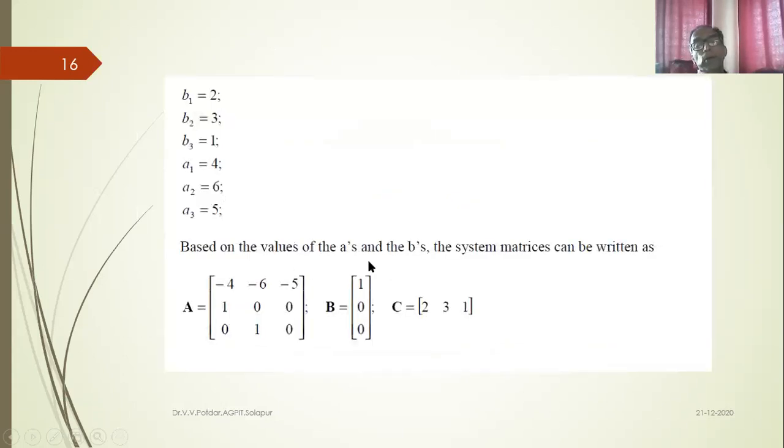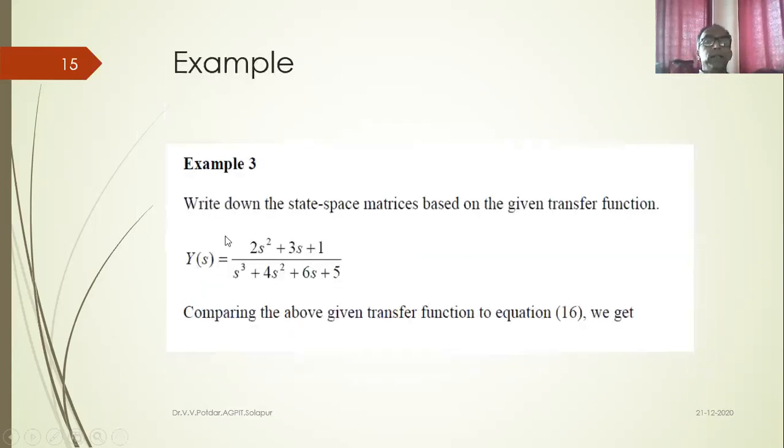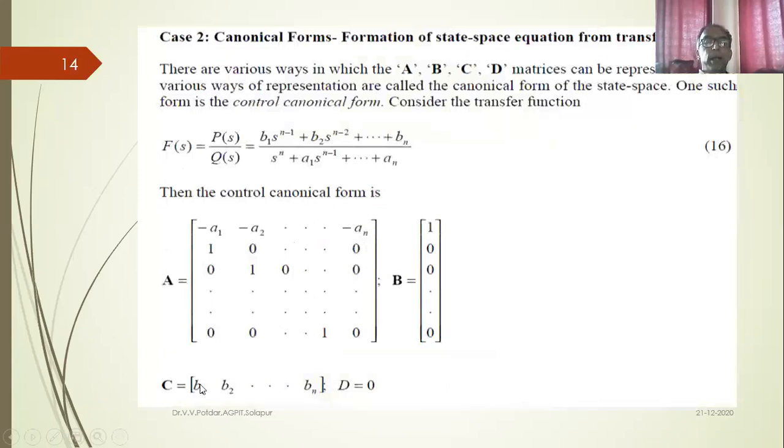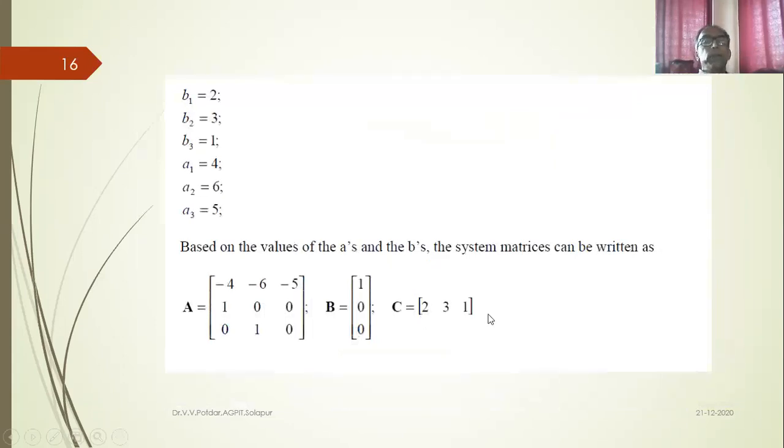Based on the values of a's and b's, the system matrices can be written, as we already have that format. The row of a1 to an, and the row matrix is b1 to bn. So b1 to bn is 2, 3, 1. The first row is minus 4, minus 6, minus 5, then 1, 0, 0, and 0, 1, 0. B is equal to 1, 0, 0. So from the transfer function, I have identified the system matrix, the output matrix, and the input matrix.